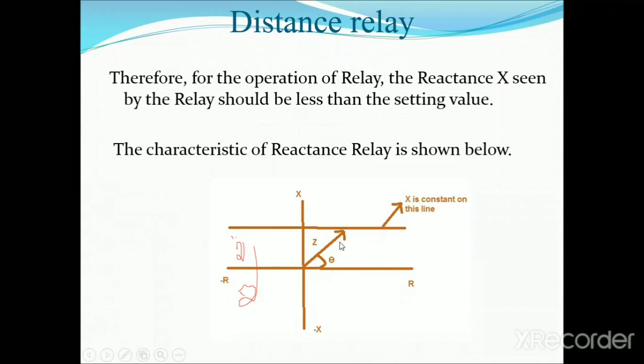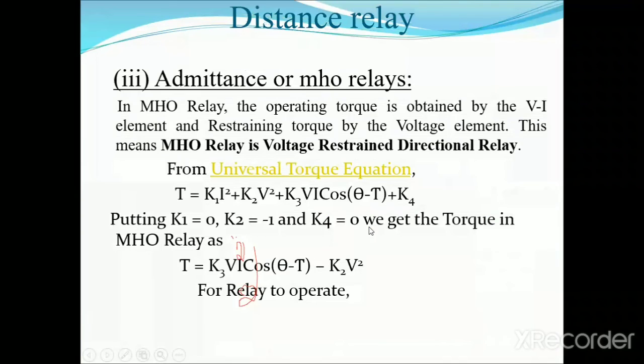The x is constant at this line, and the characteristics of this reactance relay is shown in the figure. This is the positive x region, and this is the negative x region, same as that of negative resistance and positive resistance. This is the impedance Z, that is the ratio of V by I. The angle between this Z and the R is theta. This is the constant x line.